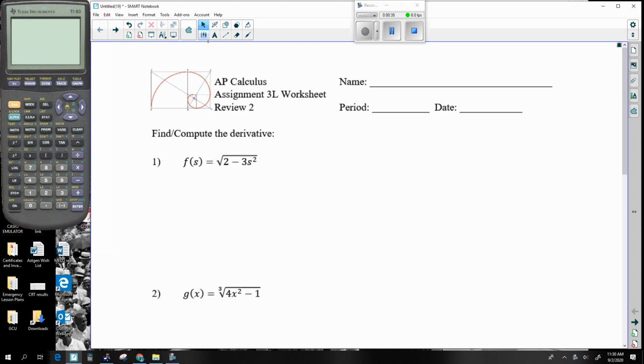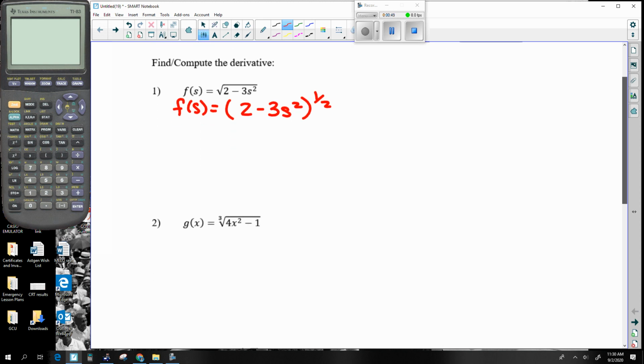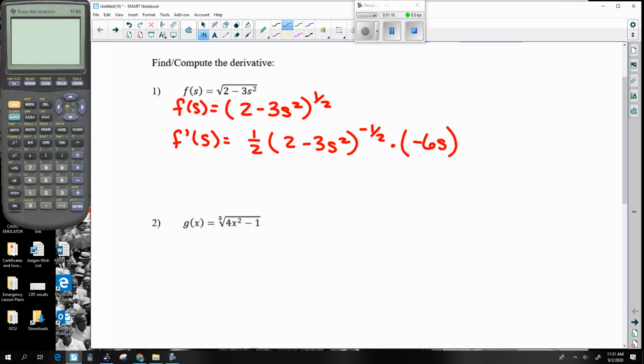So the idea of getting a good derivative out of these things is first understanding what is inside of what as far as the chain rule is concerned. So like problem number 1 here, you have to feel comfortable with writing square roots as like to 1/2 and things like that. So I can recognize the outside and the inside. All right, so the derivative of this, the derivative of the outside is that power of 1/2. So that's 1/2, leave the inside alone, minus 1, and then times the derivative of the inside, so 2 goes away, 3s squared is negative 6s.